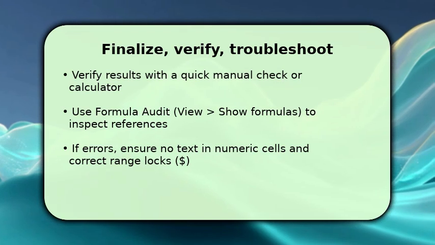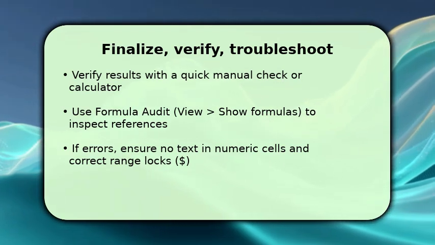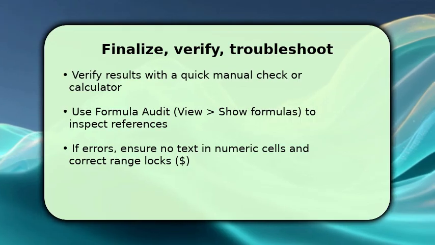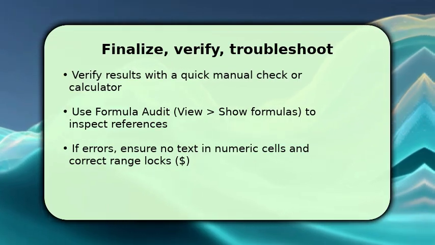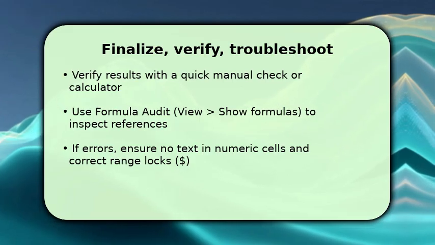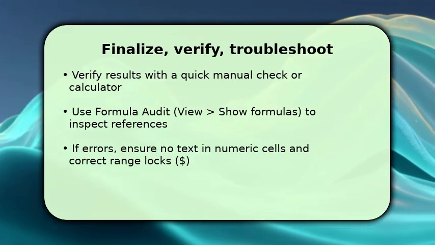If totals look off, use show formulas to reveal what each cell is computing. That helps spot wrong references. Make sure ranges aren't accidentally shifted when copied. Use $A$1 style absolute references when needed.